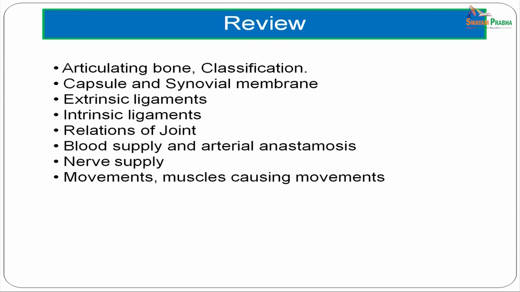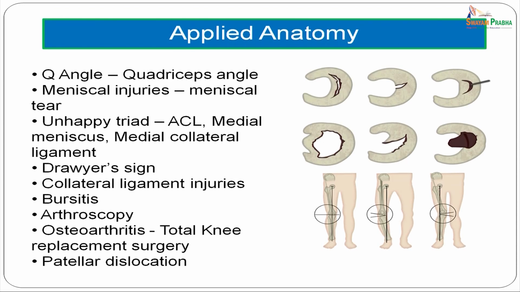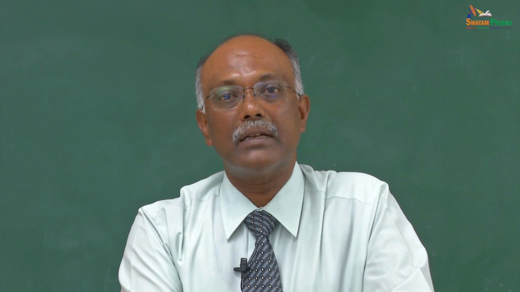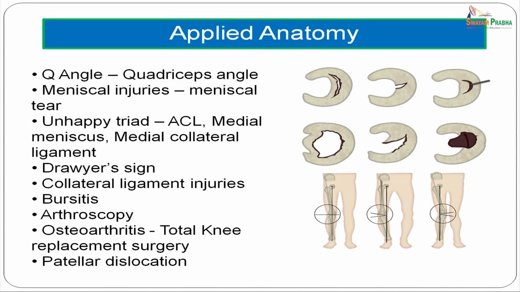We have also studied the nerve supply and the various muscles and the movements which they cause on the knee joint. Now let's go to the applied anatomy aspect. In this part, we will be studying about the Q angle or the quadriceps angle. We will be studying the various meniscal injuries which happen during a course of sports injuries. We will be studying about an entity called the unhappy triad of injuries, the drawer sign, collateral ligament injuries, bursitis, arthroscopy, osteoarthritis, and so many more. So let's start with the beginning.